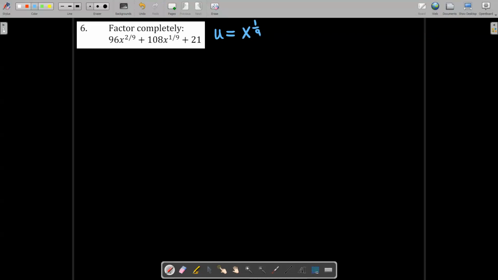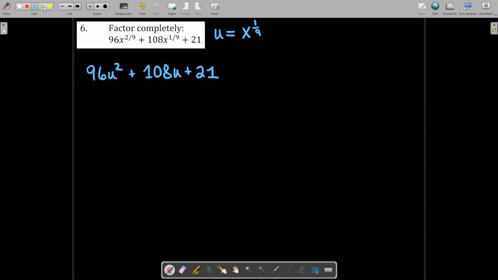power. And what that allows me to do is I get to write this trinomial as though it's just a regular trinomial. I got 96 u squared, because u times u, if it's x to the 1/9, x to the 1/9 times itself is x to the 2/9, okay? Plus 108 u, because that's x to the 1/9, plus 21. Okay, now from here, I'm just going to factor all of this the way I would normally factor it, and at the very end of the problem, I can just bring my x's back.